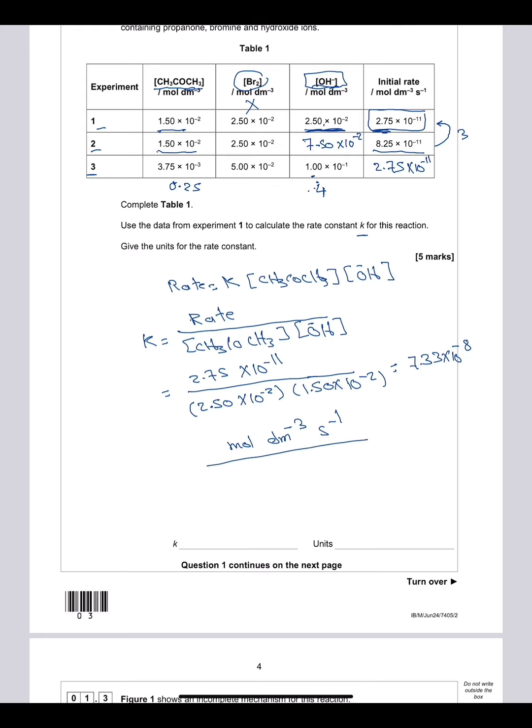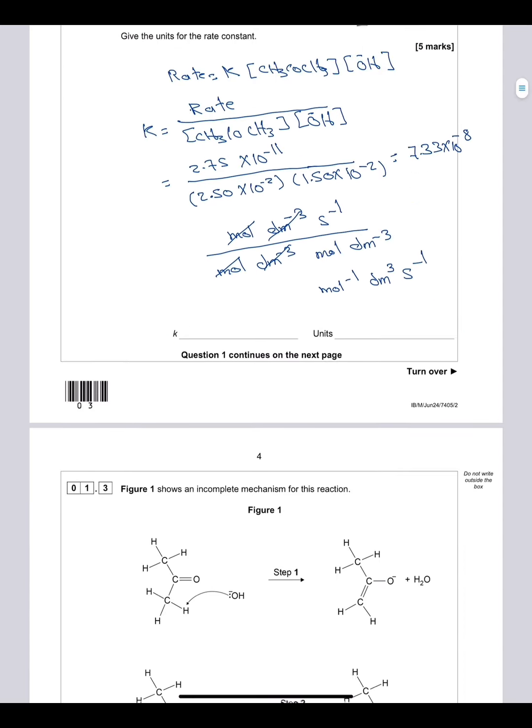And then the concentration of both reactants, because it's first order. So this is mole decimeter minus 3, mole decimeter minus 3. So now let's simplify this one. You're going to find that the units are mole minus 1, decimeter cubed, and second minus 1. So these are the units.